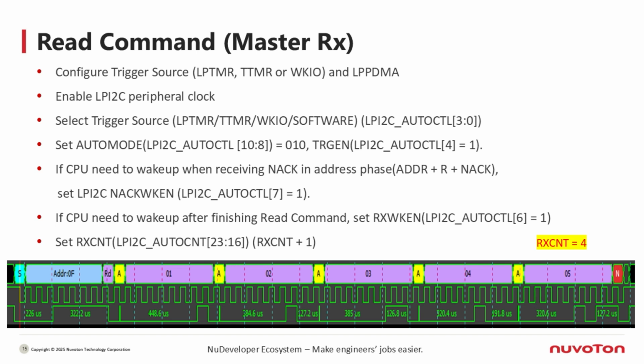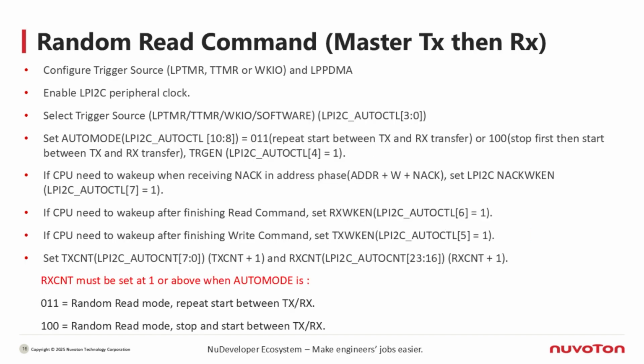If you want the CPU to wake up after all the data has been received, then you set the 6th bit instead. Finally, RxCNT is used to set how many bytes you want to receive. In this example, we want to receive 5 bytes, so RxCNT should be set to 4 since it counts from 0. Finally, let's talk about the random read command, where the master first sends data and then reads data back.